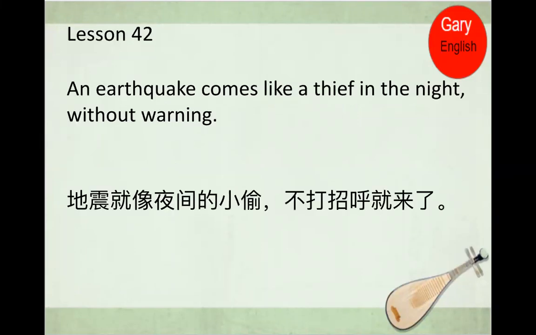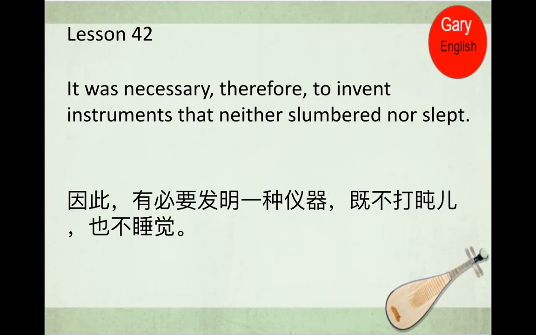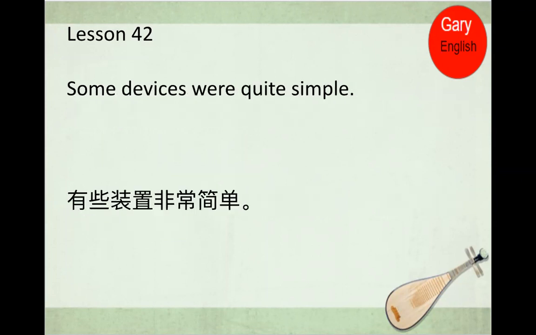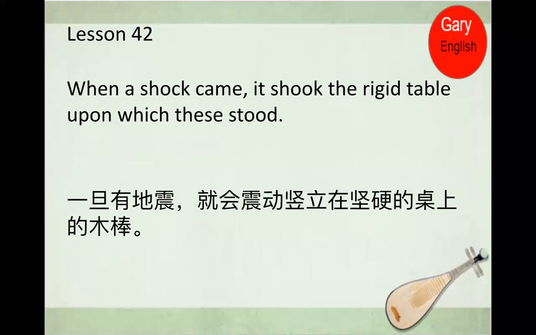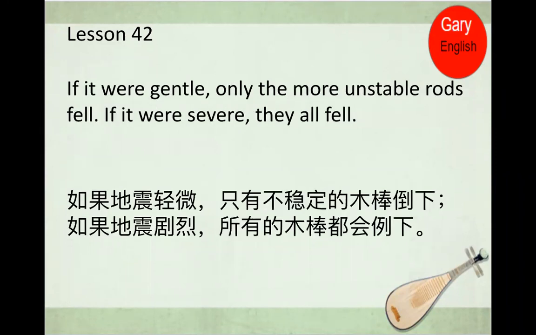An earthquake comes like a thief in the night, without warning. It was necessary, therefore, to invent instruments that neither slumbered nor slept. Some devices were quite simple. One, for instance, consisted of rods of various lengths and thicknesses, which would stand up on end like 9-pins. When a shock came, it shook the rigid table upon which these stood. If it were gentle, only the more unstable rods fell. If it were severe, they all fell.